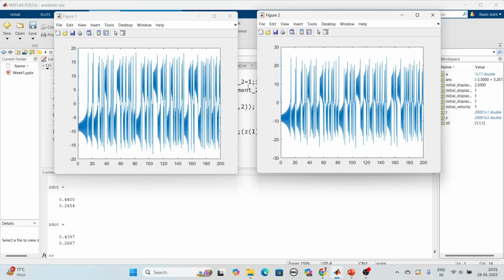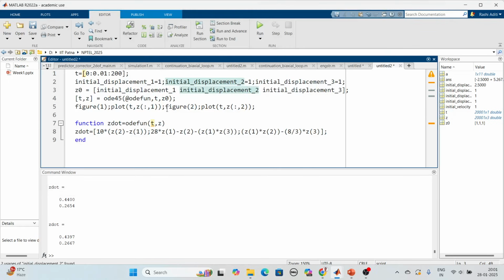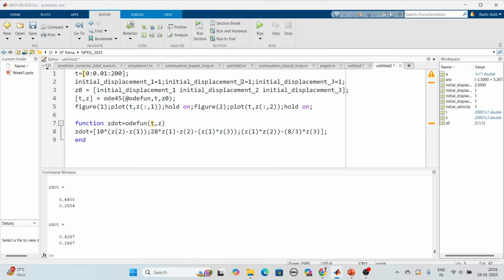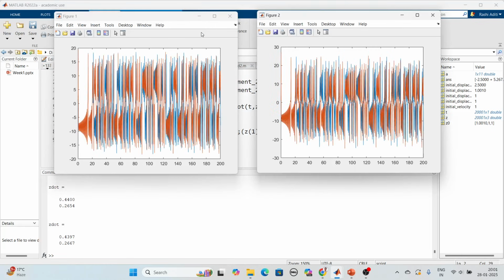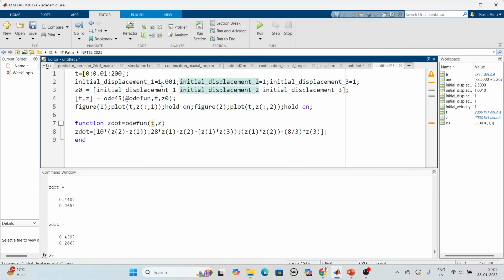Now, why am I saying that? Let us do one thing. Just apply a hold first, and we'll simulate again. And now we'll change the initial condition somewhat. See, I have changed the initial condition. How much have I changed? I've just changed 1 to 1.001, right? This is a very small change.